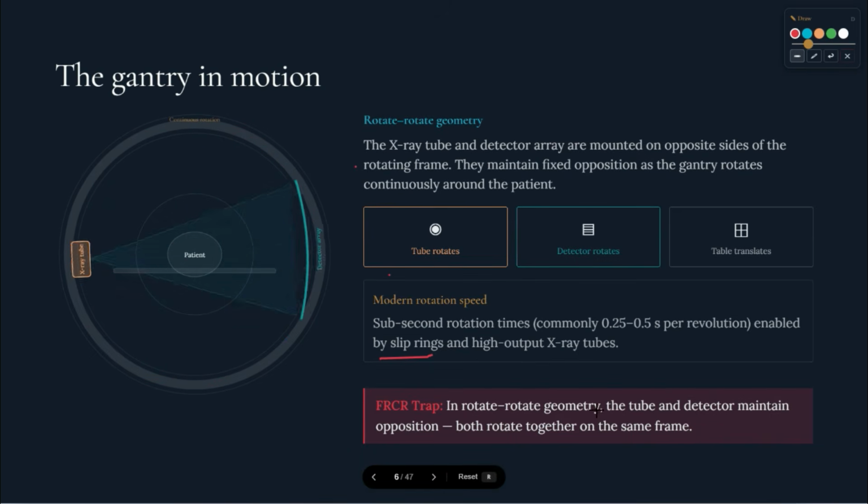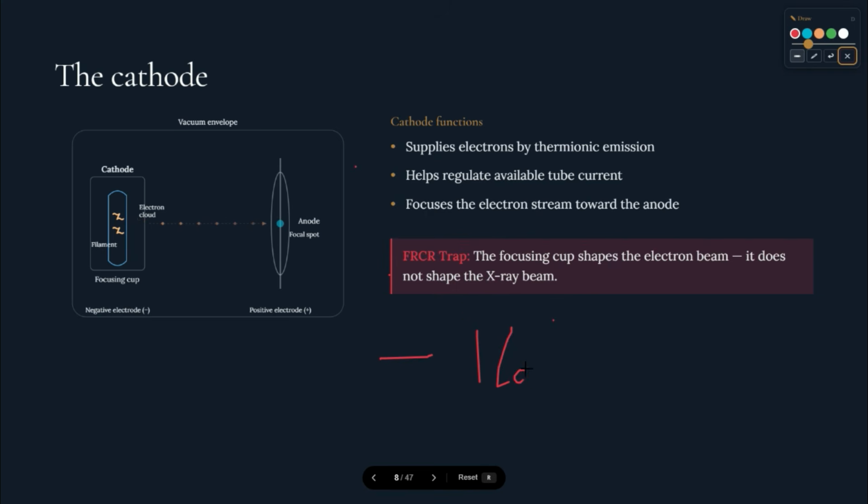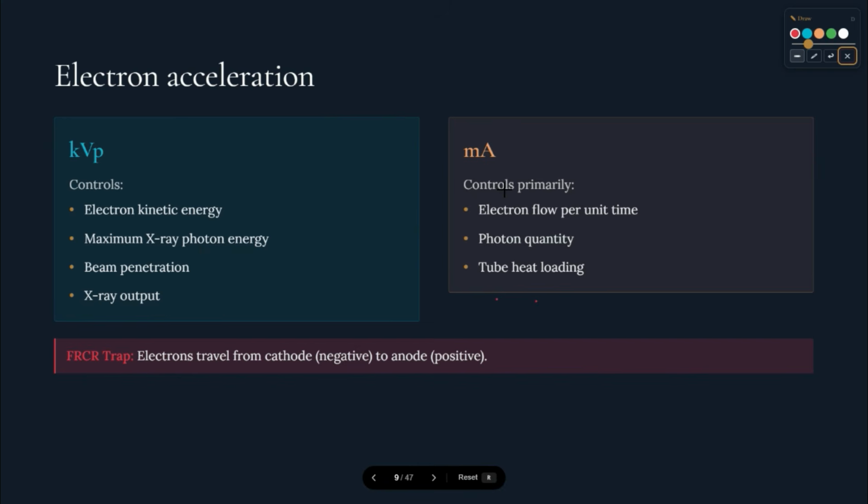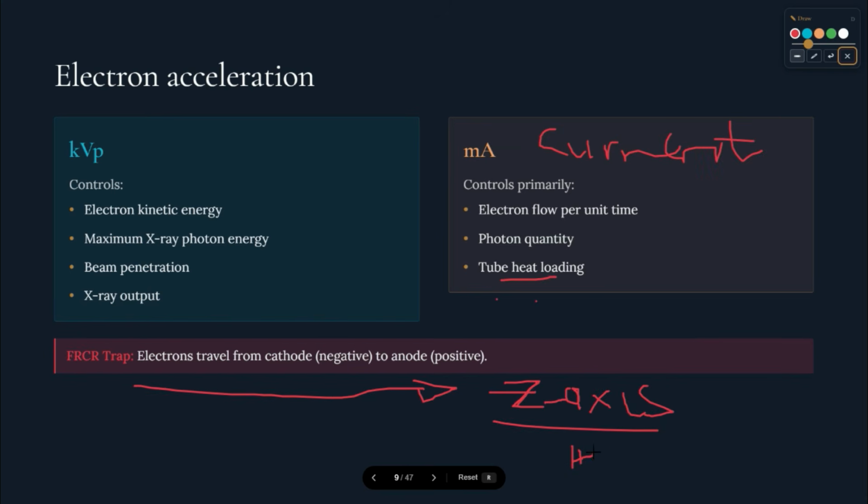Happening at the X-ray tube, only 1% of that kinetic energy is going to be converted into X-rays. In CT, the voltage goes up to 160 kilovolts, so very high energy. Whereas the mA, the tube current, is mostly controlled from the head of the patient to the toe of the patient.